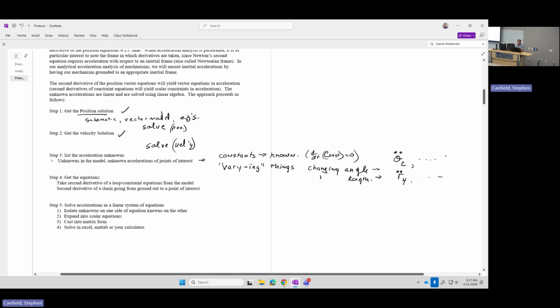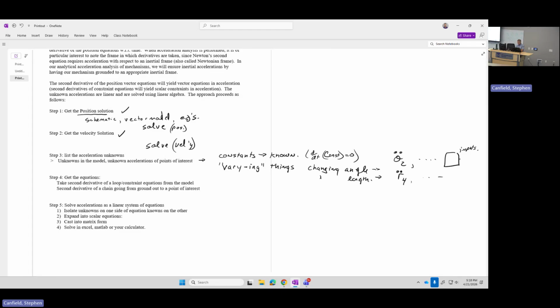Finally, of that list, we'll identify the things that are inputs. I tend to put a little box around them. If it's a 1 degree of freedom system, it's 1 input, 2 degree of freedom, 2 inputs, and everything left are my unknowns. And with those unknowns, I can go back and look at my equations, make sure they balance, and I solve. Okay, step 4, we get our equations.